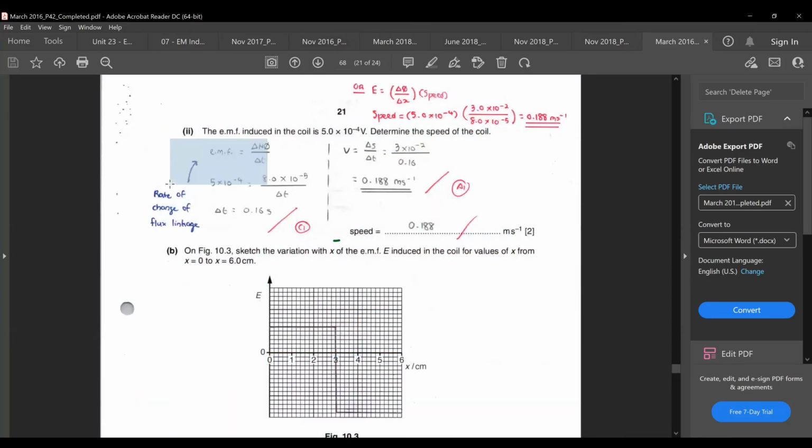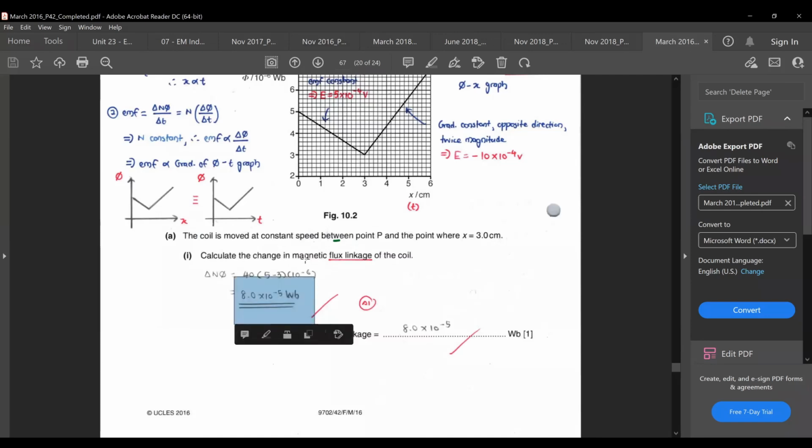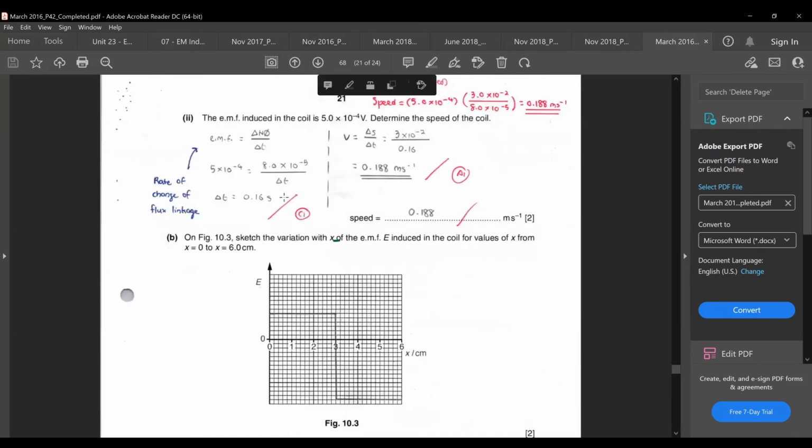So we know that EMF is always the rate of change of flux linkage. EMF here is 5 times 10 power minus 4. The change in flux linkage we found earlier is 8 times 10 power minus 5. So we can find out the time it took for the EMF to be induced. That one took us 0.16 seconds.